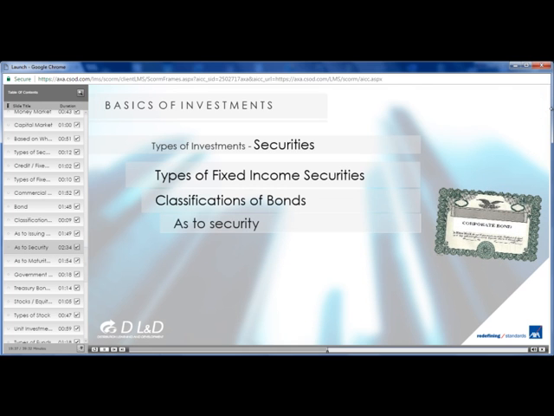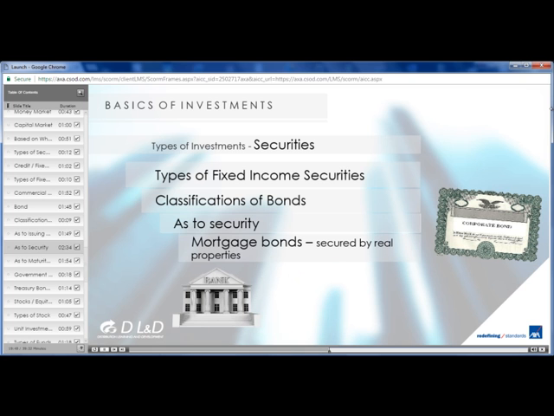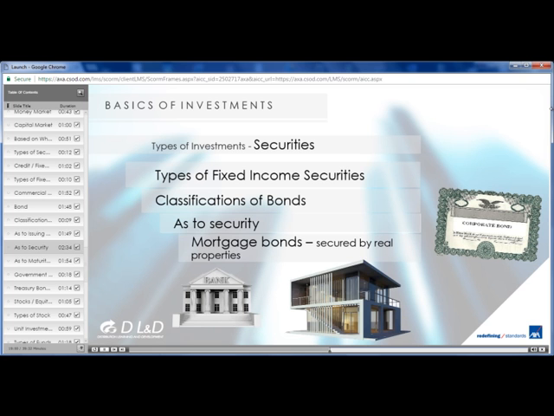Classifications of bonds as to security. Mortgage bonds. This is a type of bond representing an investment in a pool of real estate loans. To better explain, take this example. When a bank issues a mortgage, let's say you want to buy a house that costs $500,000. Typically, you would go to a bank and apply for a mortgage loan of the same amount. In return for loaning the money, the bank will make you pay interest on the loan at, for example, 8%.